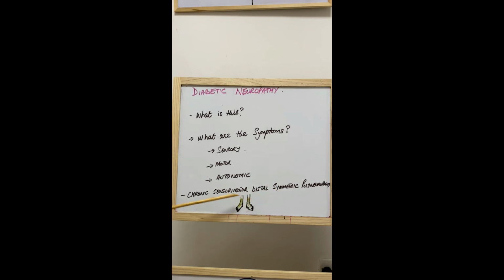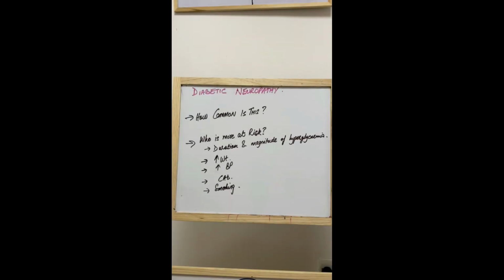So symmetric means, and as you can see, it will come in both the legs, in a similar distribution, equally. Hence, it is symmetrical. And polyneuropathy means it involves several nerves. So it will typically result in the burning or shooting pains, which are typically worse at night. And this is by far the most common presentation of diabetic peripheral neuropathy.